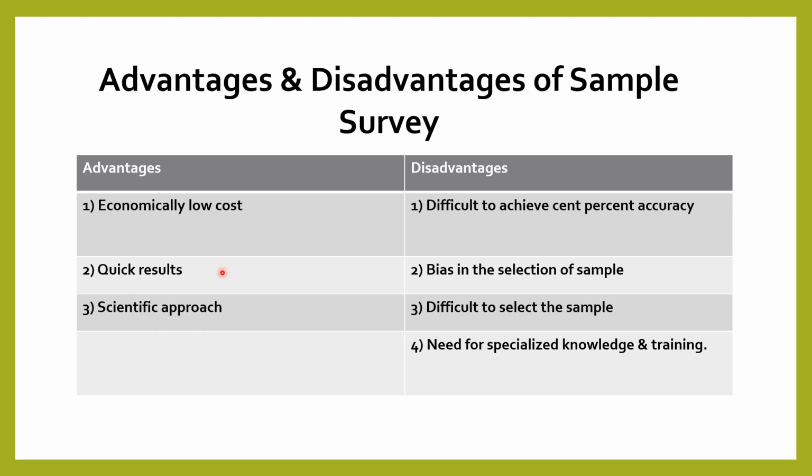Whereas the sample survey gives the quick results. And the third one is the scientific approach. This method is a scientific approach. The census method is a traditional approach. Instead of taking the total population and taking the inference from the total population, here we are taking only a subset of the population or a group of the population, taking those results and giving the statements about the population. That is the scientific approach. And now we will see the disadvantages.